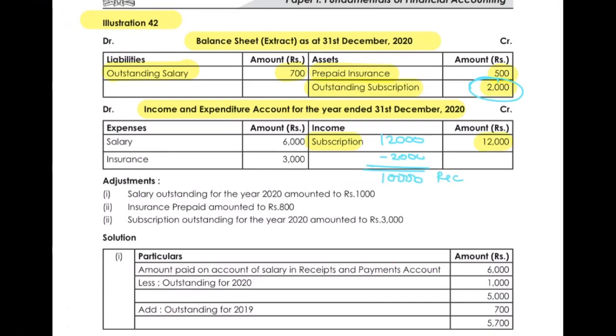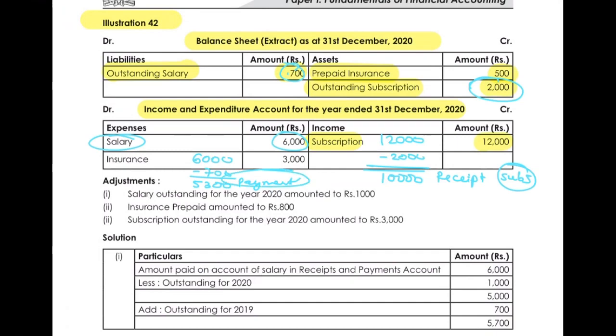10,000 is the receipt of subscription. Okay. Now you can see the salary expense is 6,000, out of which 700 is outstanding. That means we have paid 5,300. So this is your payment. Okay, this you have calculated the payment.